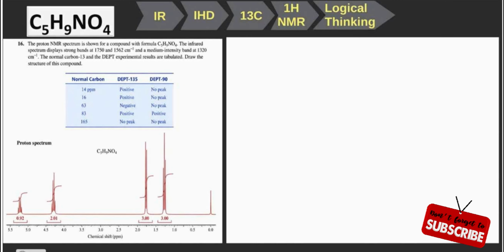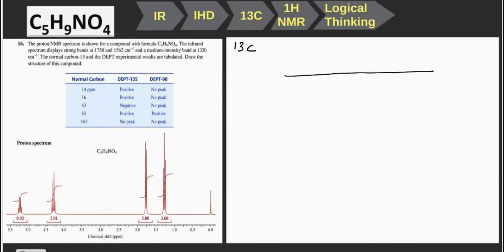Now we are going to interpret the carbon NMR. In the carbon NMR there are 5 signals, right? One signal is at 14 ppm, this is 16, this is 63, 83 and 165. Look at this signal, 165. This 165 corresponds to the presence of the carbonyl group of the ester, right?